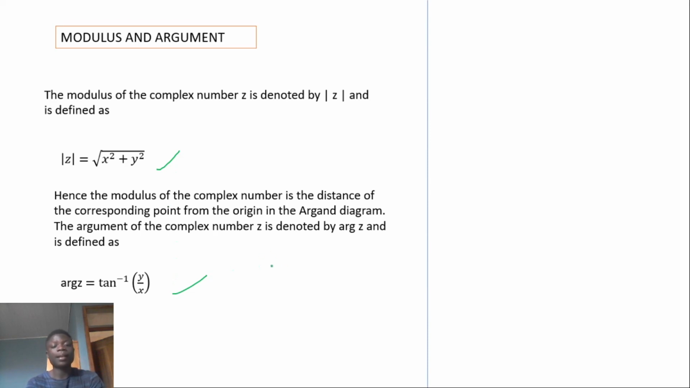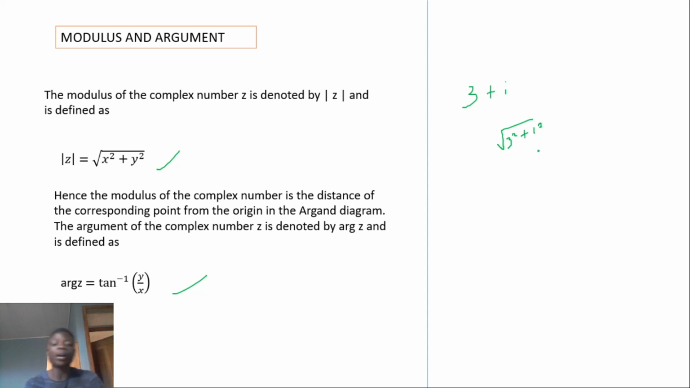To find the modulus, that's the distance, for example, they'll give you maybe 3 plus i. Now the i here has a coefficient of 1. So for you to find the modulus, you find the square root of 3 squared plus 1 squared, and that will give you the square root of 10. Because this is 9 plus 1, which gives the square root of 10. So that is the modulus.